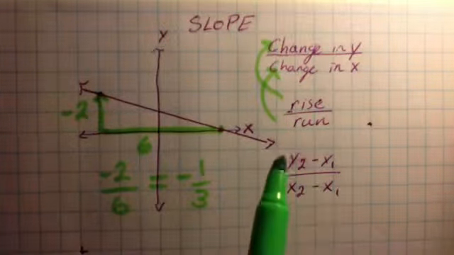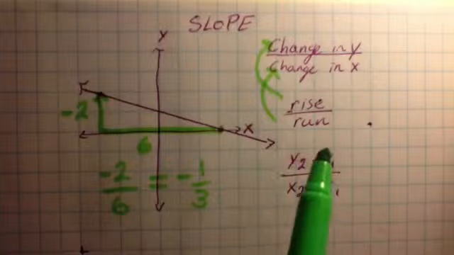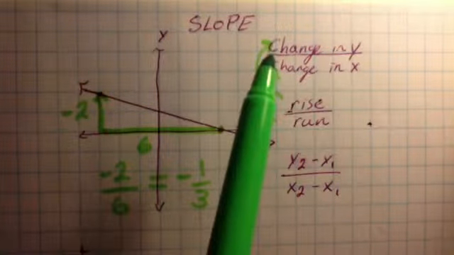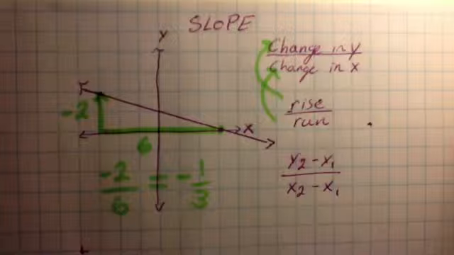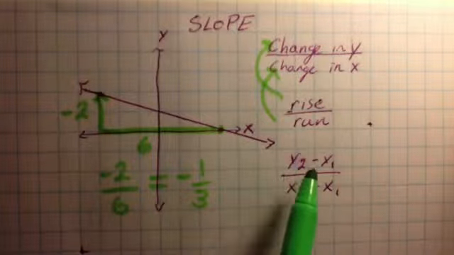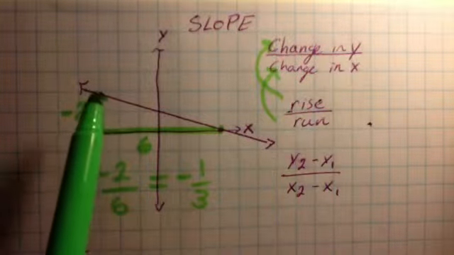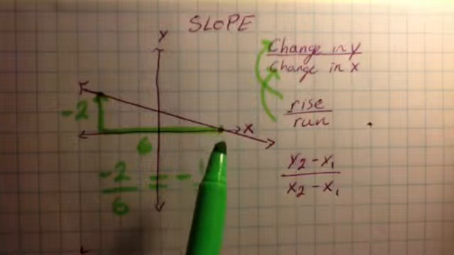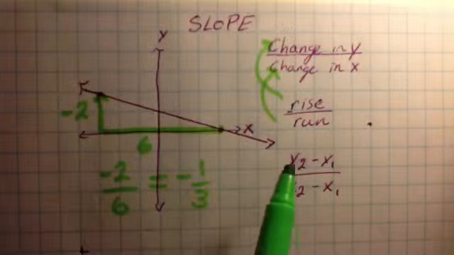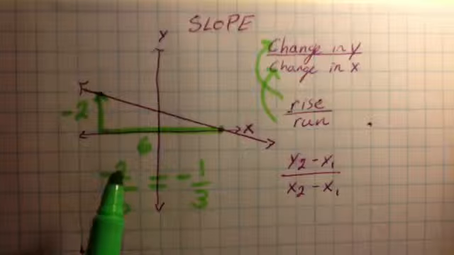Now, a lot of people use this formula too. They say, well, is the formula the same as rise over run and change in y over change in x? And the answer is, it is the same, right? y2 minus y1, if we were to write down the coordinates of these 2 points and plug them into this formula, we would get negative 2, right?